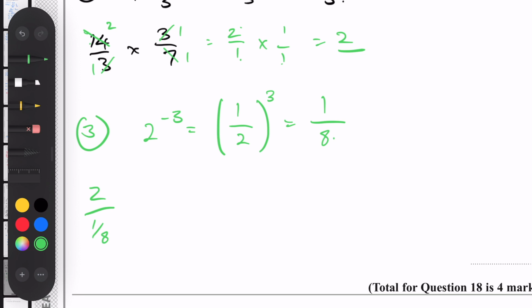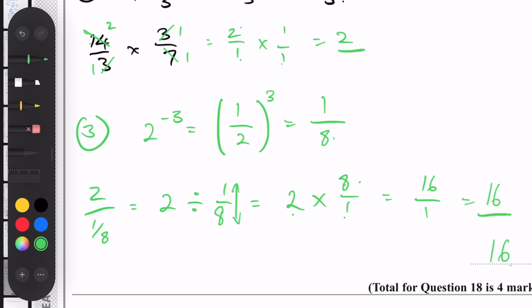Now 2 divided by 1/8 is quite complicated, so I would write it like this. 2 divided by 1/8, like that. Whenever you divide by a fraction, you flip and then multiply. So it's 2 times 8 over 1. So the second fraction wants to flip. Find the reciprocal. 2 times 8 gives you 16. You don't multiply the bottom, keep it as a 1, and it's just the answer of 16.